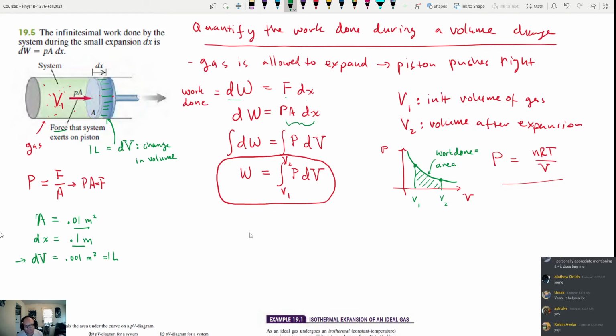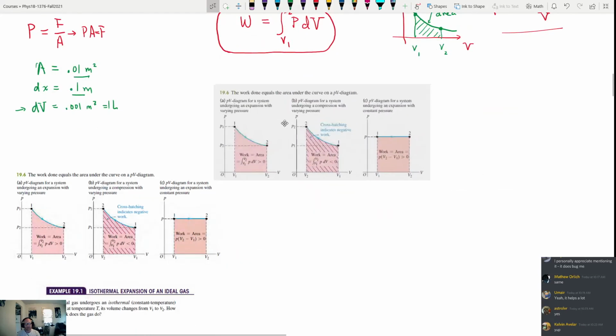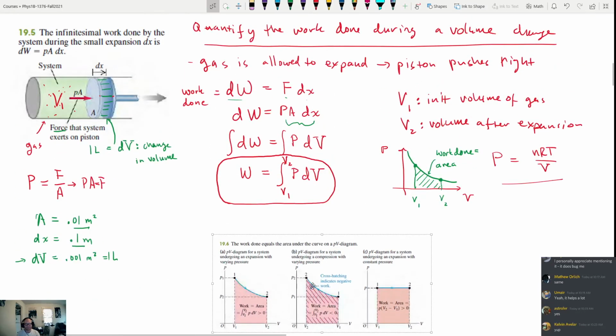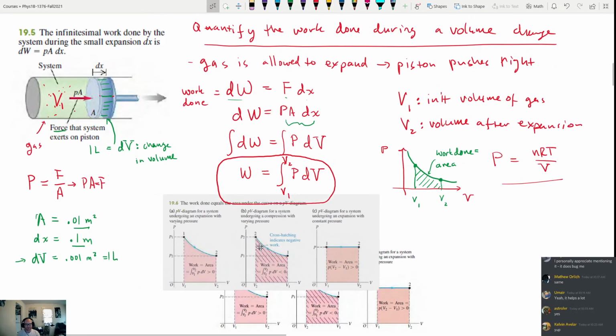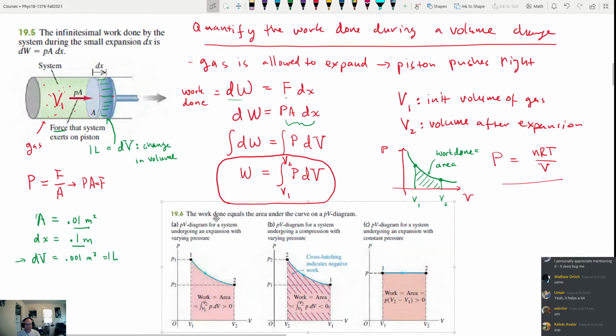Okay, so let's look at some PV diagrams. You're going to be seeing a lot of these in the future. Here's some right here, and let's talk about the work done. I think this all fits on the screen here. Let me make this as big as I can. Okay, so work done equals the area under the curve on a PV diagram.